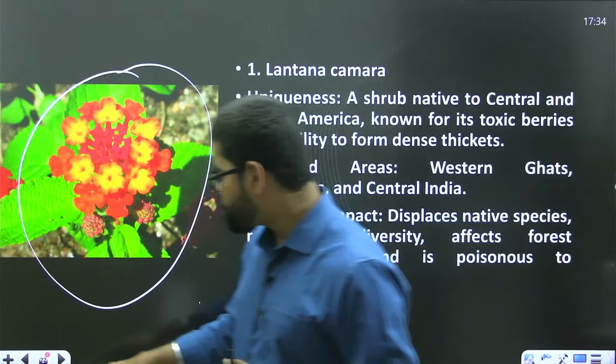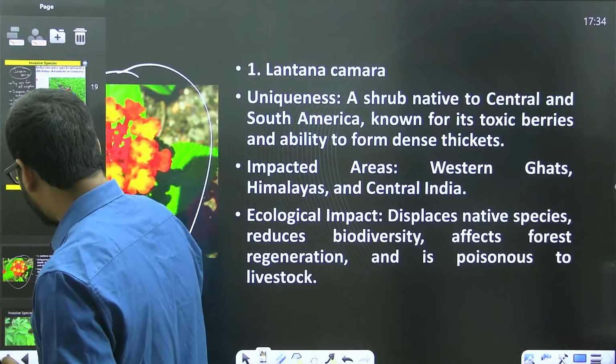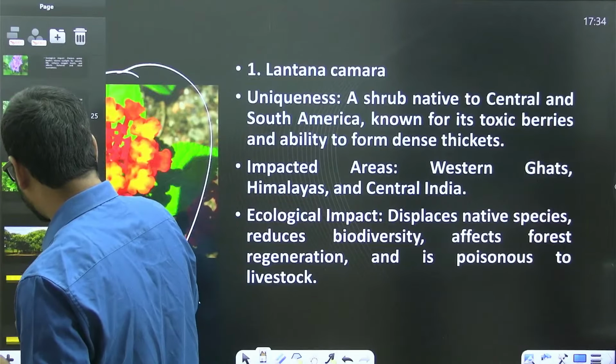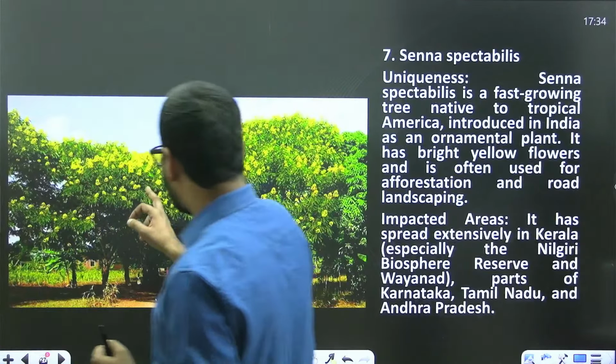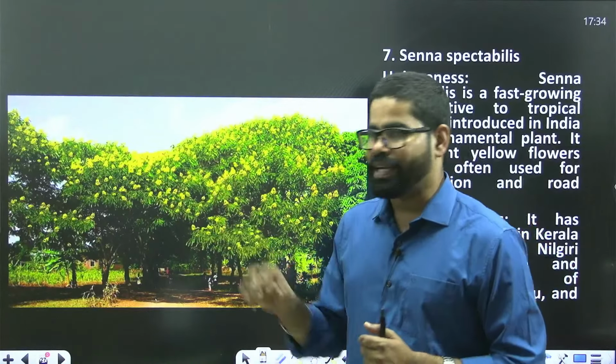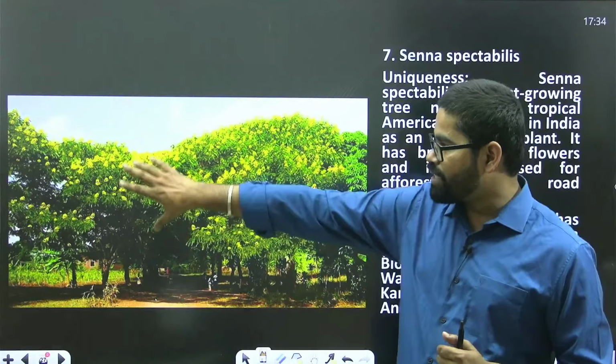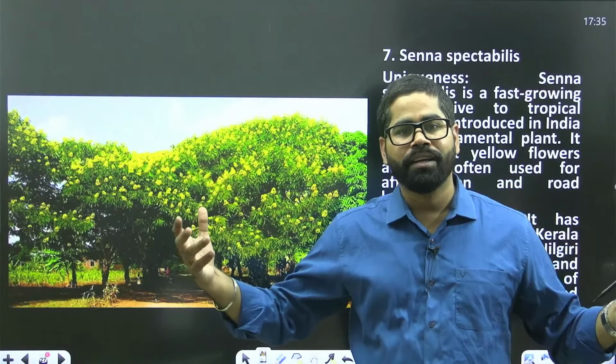Let me show you another such plant. There is another such plant, Senna spectabilis. If you look at this area, it may seem to be very good.